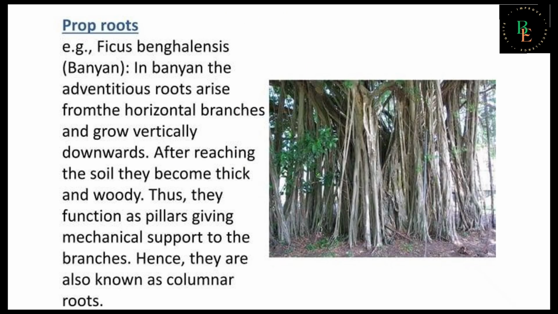In this slide, we discuss the prop roots and how these prop roots provide mechanical support to the plant. One of the most common examples where prop roots are found is Ficus bengalensis, that is the banyan tree. In these banyan trees, adventitious roots arise from the horizontal branches and grow vertically downward, reaching the soil. After reaching the soil, they become thick and woody. Thus, they function as pillars, giving mechanical support to the branches. Hence, they are also known as columnar roots.